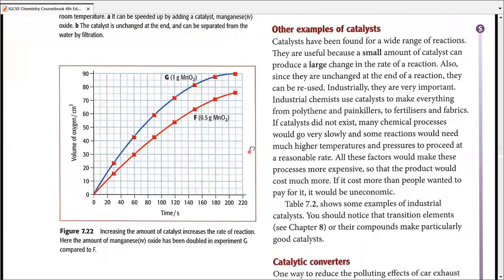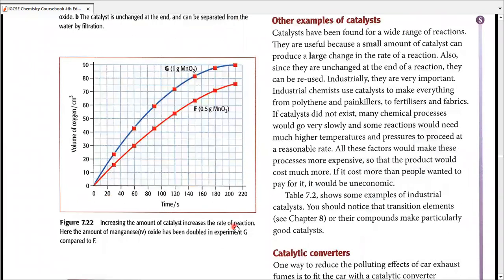So moving on, if we plot a graph of time on the x-axis in seconds and volume of oxygen gas collected in cubic centimeters on the y-axis, you'd understand this for these two sets of experiments, G and F. In F, we have 0.5 grams of manganese 4-oxide black powder. And in G, we have double of that amount, 1 gram of manganese 4-oxide black powder. And you'd notice they have a different rate of reaction. Of course, a steeper curve.